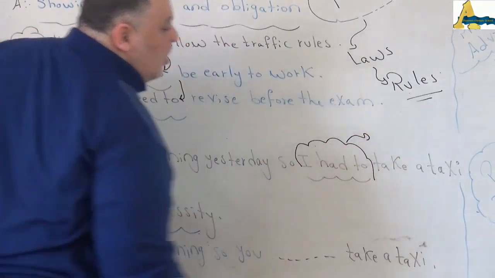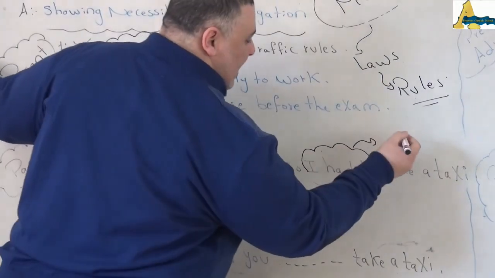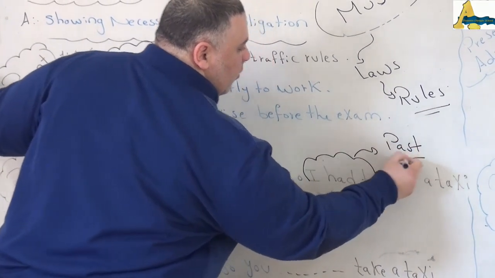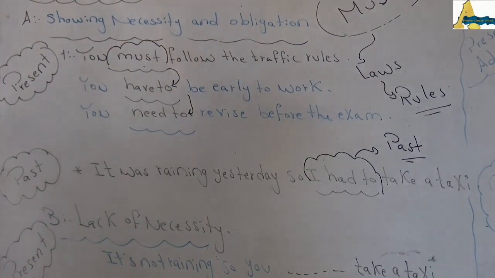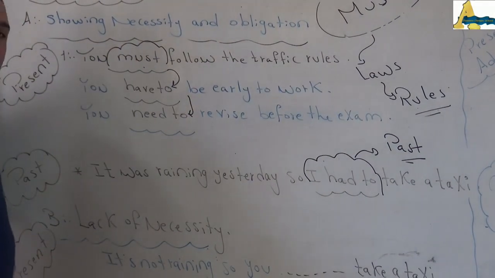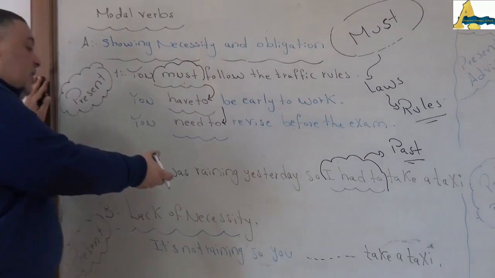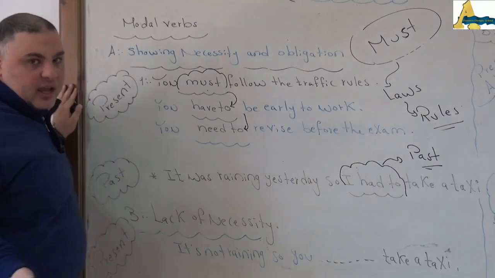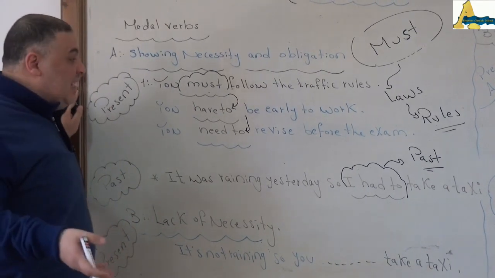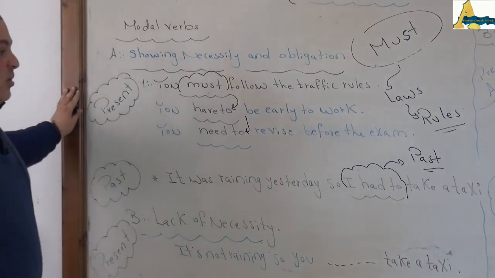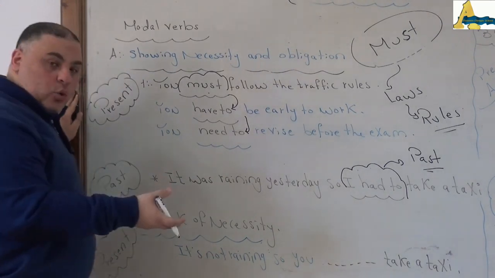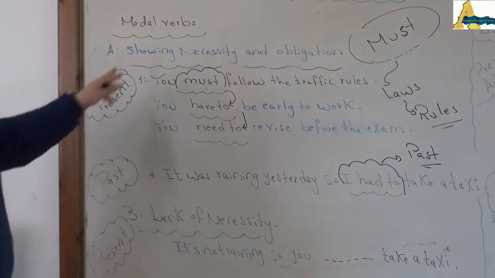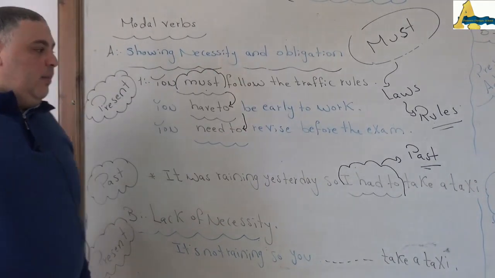So the only form representing obligation in the past is had to. Yesterday I had no money, so I had to use my credit card. Or yesterday, as we have seen here, it was raining, so I had to take a taxi. Now it's raining, so I have to take a taxi, or I must, or I need to. But yesterday it was raining, so I had to take a taxi.